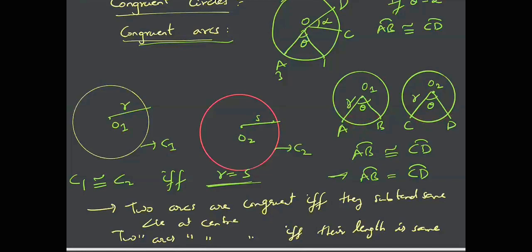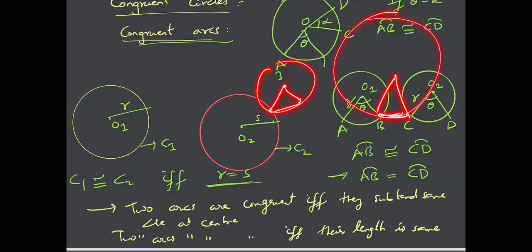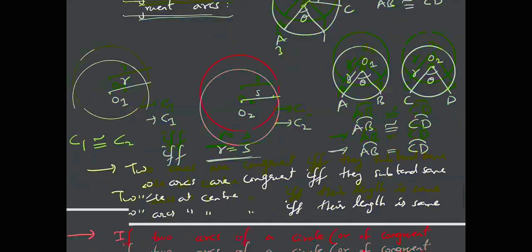Fine. And congruent arcs, we talked about those only when they are in the same circle or in congruent circles, right? If the two circles are non-congruent, then even if these two arcs subtend same angle, you can't say that these two arcs are congruent. So two arcs are congruent if they subtend same angle or if their lengths are equal, but they should be of the same circle or of congruent circles. So yeah, try to prove this theorem.